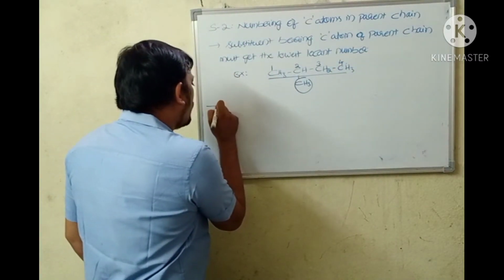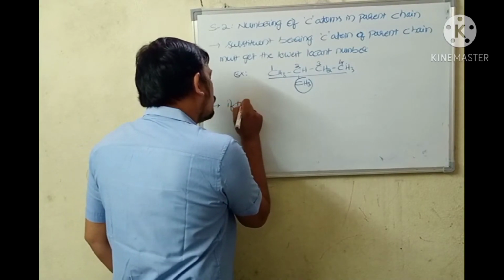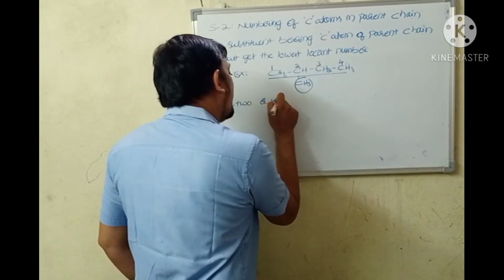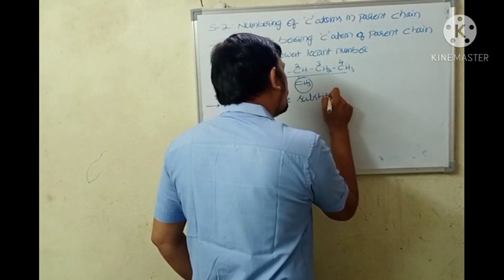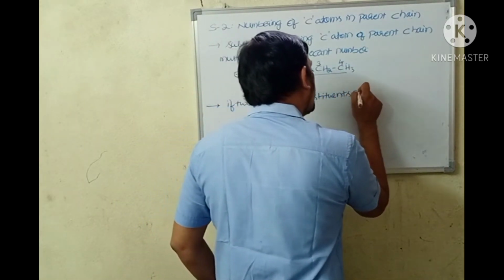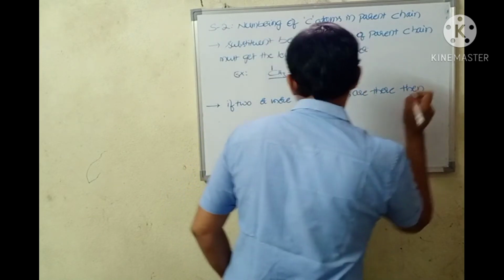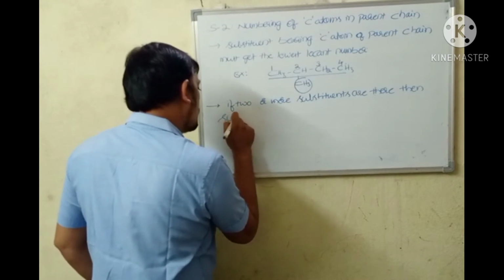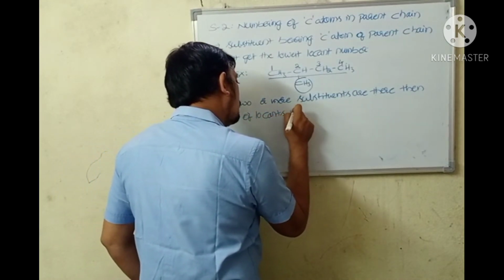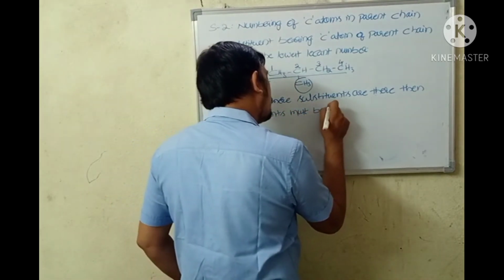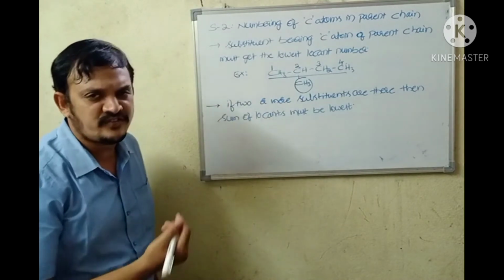The next point you have to observe is, if 2 or more substituents are there, then the sum of locants must be lowest. This is referred to as the lowest sum rule.